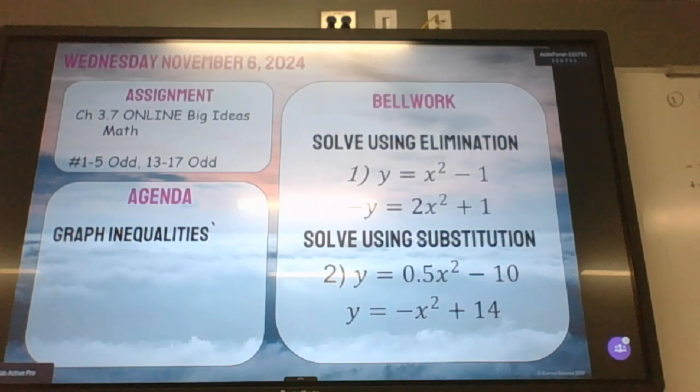How do you do that? We can use square rooting. Or we can use the quad formula. And it's 100% full credit for either one.